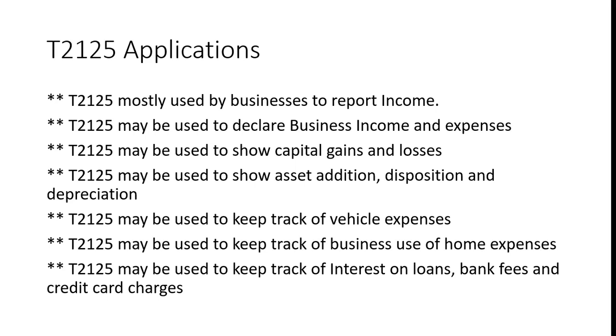The T2125 is used for reporting income. It's also used to show capital gains and losses. If you sold a capital property as part of your business, you will need to report a capital gain on your T2125. Apart from that, it will also record your CCA, your capital cost allowance, which is the depreciation expense for your capital property. In addition to your depreciation expense, it also keeps track of your vehicle expenses, your business use of home expenses, your interest on loans, bank fees, and credit card charges.